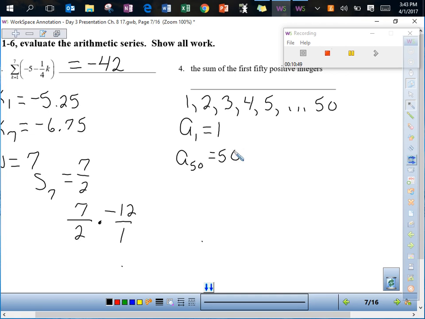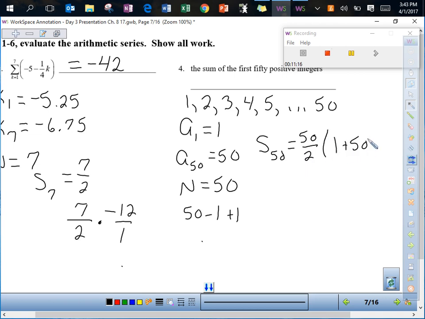Now be careful here. The number of terms that I have is 50. Two ways to get that. We got 50 numbers, but 50 minus 1 tells me there's 49 numbers, but you always add 1 back. So here goes. The sum of these 50 numbers can be found by 50 divided by 2 times 1 plus 50. If you run that through your calculator, guys, you're going to get 1,275. So arithmetic's not bad at all.